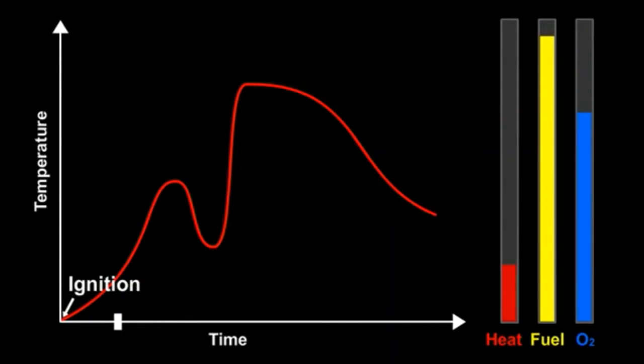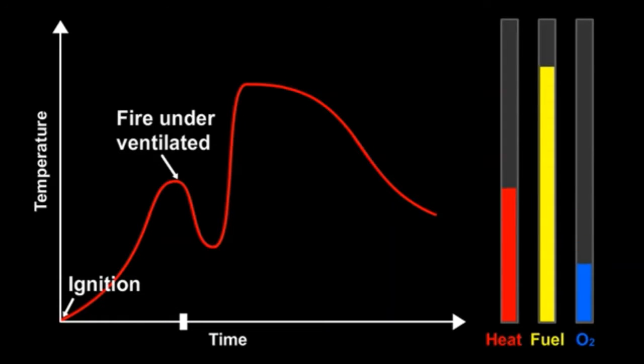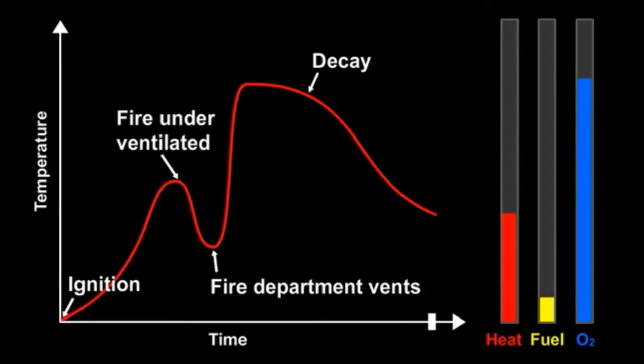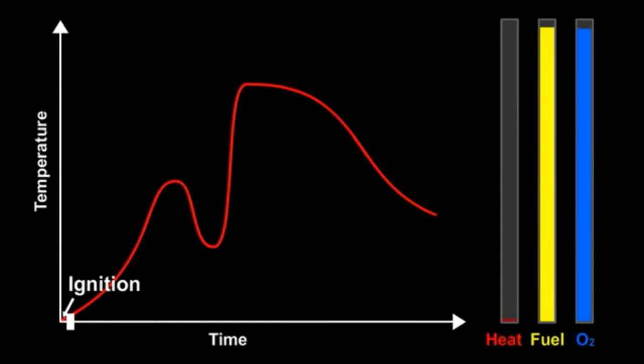A vent limited fire follows a similar curve but reaches the decay phase as soon as it runs out of oxygen. There's fuel and heat, but no oxygen. What change occurs to a vent-limited fire that reintroduces oxygen? Oftentimes it is us arriving and opening the front door. What else can reintroduce air to a fire? The heat from the fire compromising the structure can.